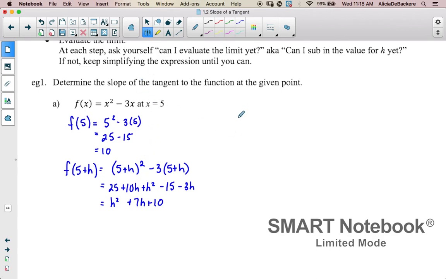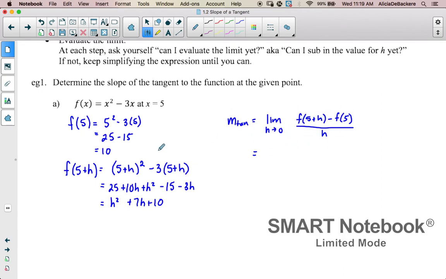Now I'm going to use that definition that the slope of the tangent is equal to the limit of the difference quotient. And I'm substituting in my a value here, as h approaches 0. Now, what I'm going to do next is ask myself, can I plug in h as 0? Well, no, I can't, because then I'd be dividing by 0. So I'm going to start to try to simplify this expression.